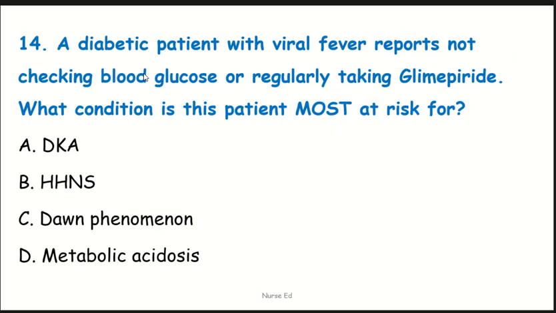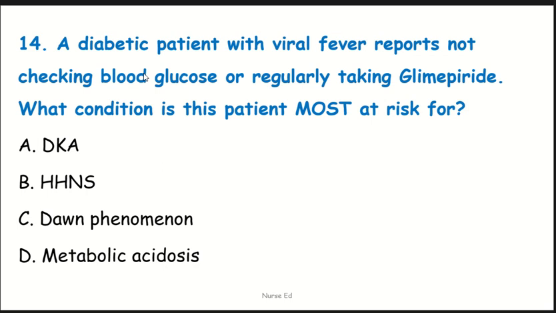Question number 14. A diabetic patient with viral fever reports not checking blood glucose or regularly taking glimepiride. What condition is this patient most at risk for? Option A, DKA. Option B, HHNS. Option C, Dawn phenomenon. Option D, metabolic acidosis.